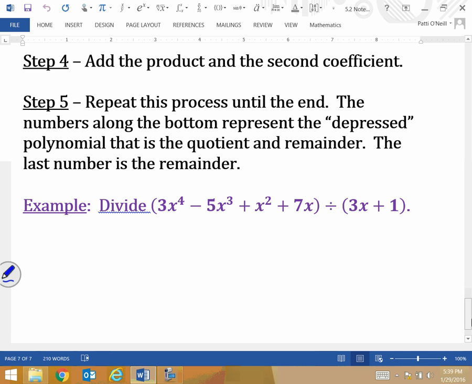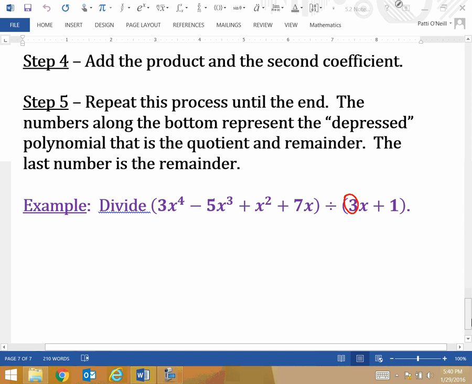So we start that answer 1 power lower than what the original one was. Those are all the coefficients. And the last number is considered to be the remainder. So I'm going to do one more problem here for you that has a little bit more complicated of a setup where we have a coefficient in our binomial other than 1.